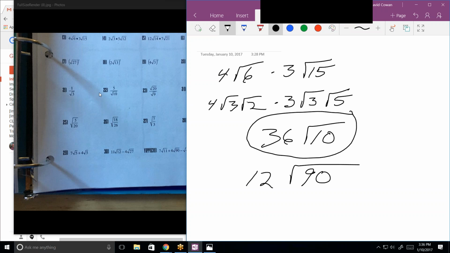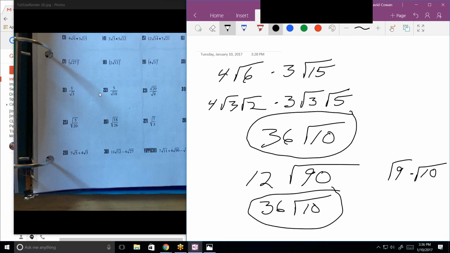I actually forgot 2 factors of 90, which are 9 times 10. And the square root of 9 is a whole number. So I could take a 3 out, multiply it by the 12, and I get 36 times square root of 10. Same answer. And actually a little bit quicker. In other words, when I multiply the 6 times the 15, I can reduce it a little faster than if I do it the second way.